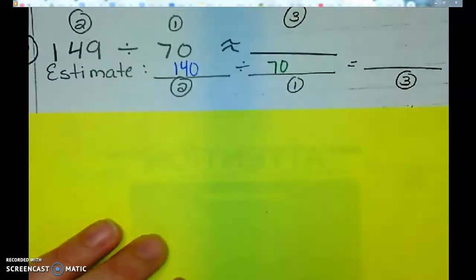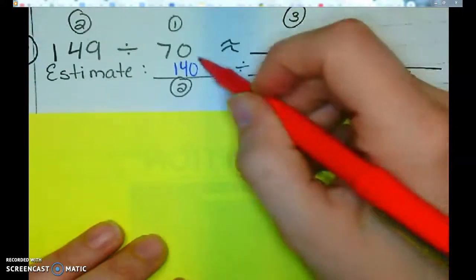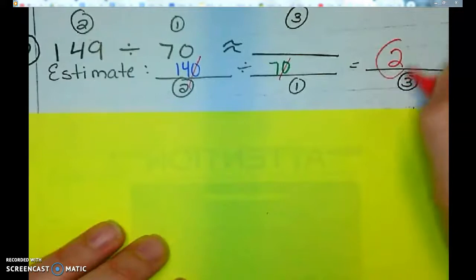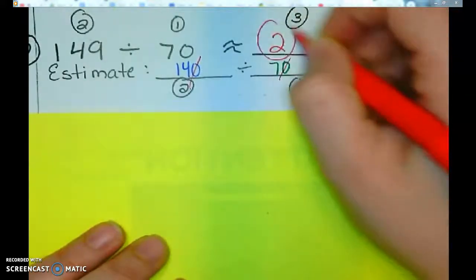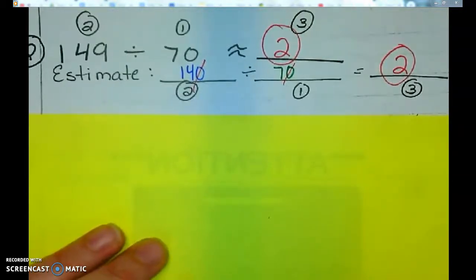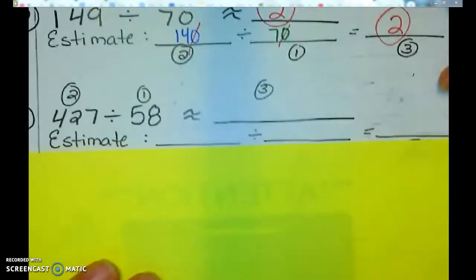Now all I have to do is cross out the zeros that they share. 7 can go into 14 2 times, and there are no zeros left over. So 149 divided by 70 is approximately 2. Okay? All right, going to go ahead and go down to question 3.